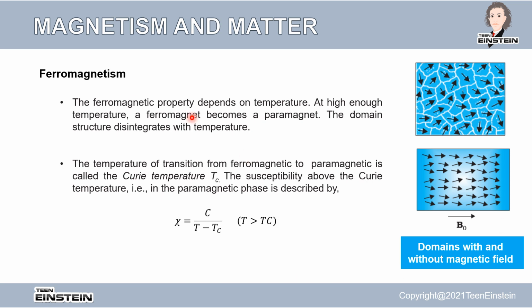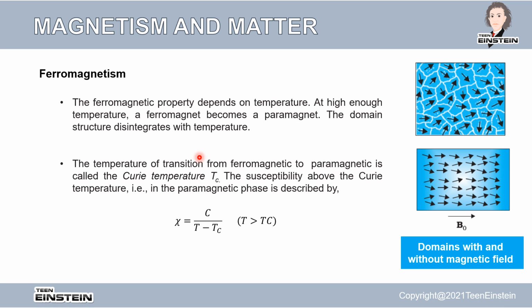The ferromagnetic property also depends on temperature. At high enough temperature, a ferromagnet becomes a paramagnet because the domain structure disintegrates with the temperature. When you have a very high temperature, the thermal energy overcomes the applied magnetic field's energy. That means the magnetic moments become random at higher temperature, so it becomes a paramagnet like the one we studied previously. But at low enough temperatures, the magnetic field can align the domains in the same direction, so they become magnetized. Again, it is also temperature dependent, but the dependency is a little bit different compared to the paramagnetic case.